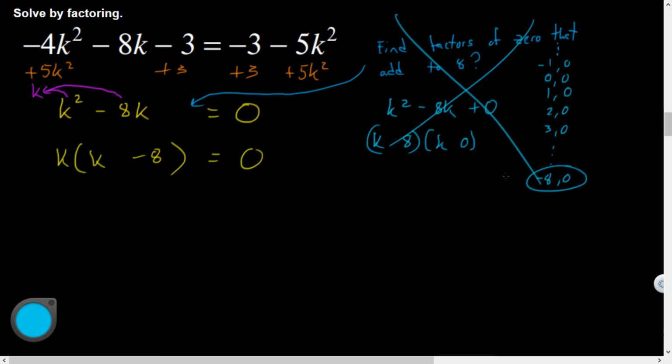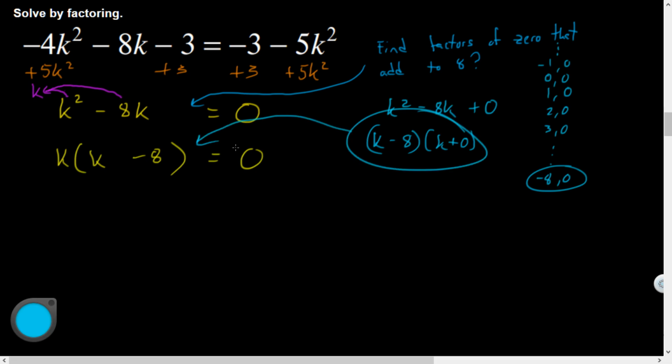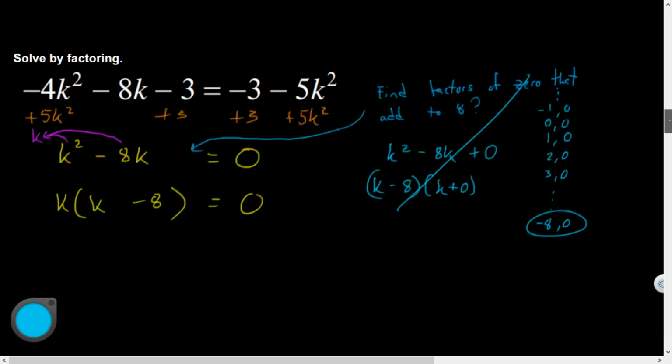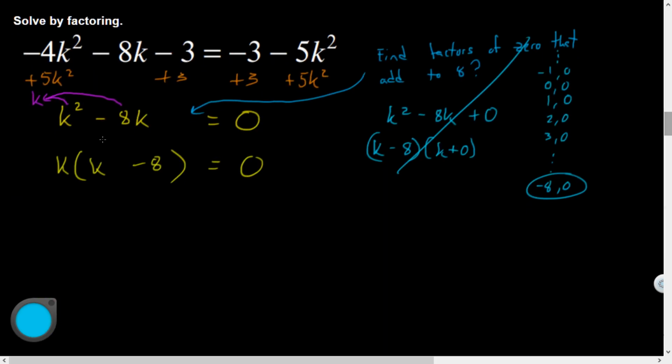Yeah, this is not the way to think about it. I just want to point out for some of the curious that we could have found the factors of 0 that add to be negative 8. And the 8 would have been negative and the 0 would have been positive. And notice this is actually the same thing as that, because k plus 0 is k and k minus 8 is k minus 8. But yeah, we never think about it this way. That's the weirdest way to think about it that I've ever seen. But just do the greatest common factor.